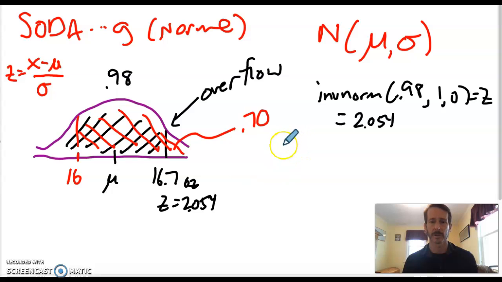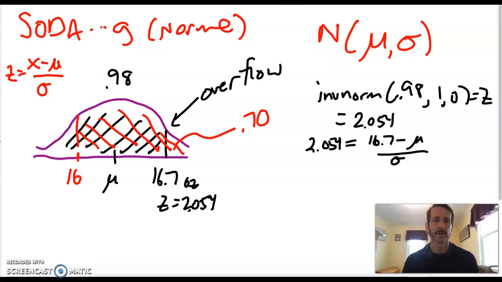So I can have my first equation be 2.054 equals 16.7 minus the mean over standard deviation. And then I switch colors to red, and I also have to invert norm on red.